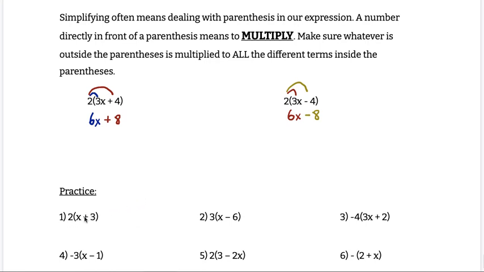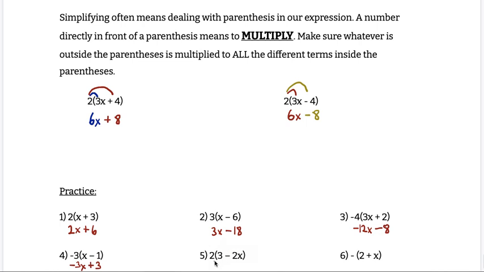Right? Again, so we'll race through these. We've got 2 times x is 2x, and 2 times 3 is 6. 3 times x is 3x, and 3 times negative 6 is negative 18. Negative 4 times negative 3x is negative 12x, and negative 4 times positive 2 is negative 8. Negative 3 times x is negative 3x, and negative 3 times negative 1 is positive 3. Right, so we're multiplying the signs as well. Make sure we're doing that.